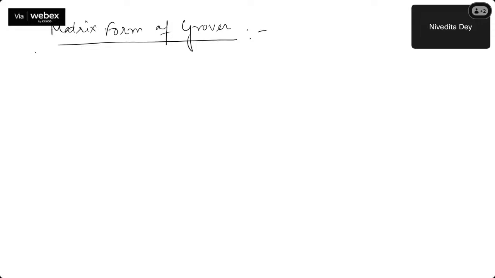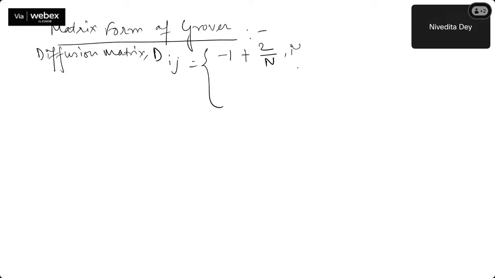It is nothing but, say I have a matrix. So here we introduce a concept of a diffusion matrix. Dij will be equal to minus 1. I'm not going to derive it. Just remember it as of now as a formula kind of, because it's again a very big story, not required. For diagonal entries, and this is 2 by n for if i is not equal to j. This is a diffusion matrix.